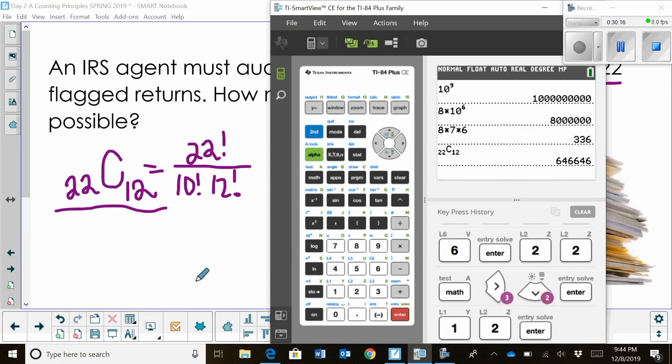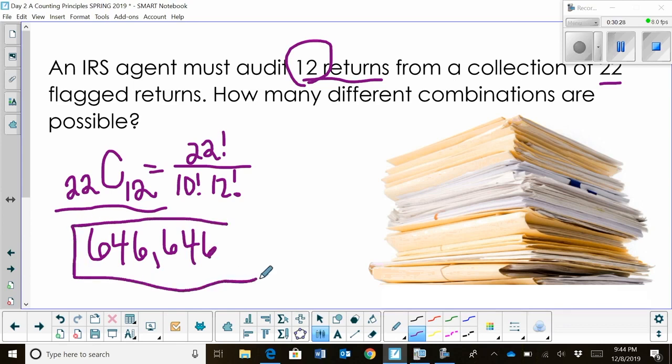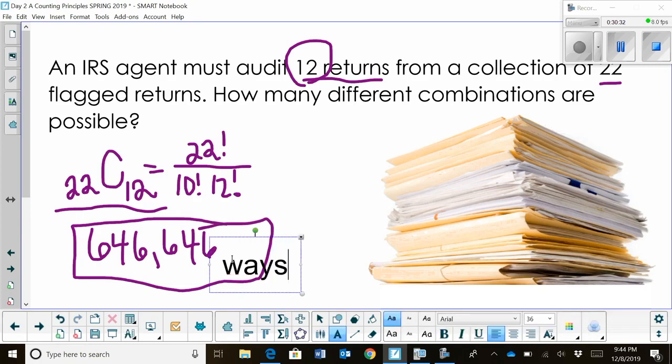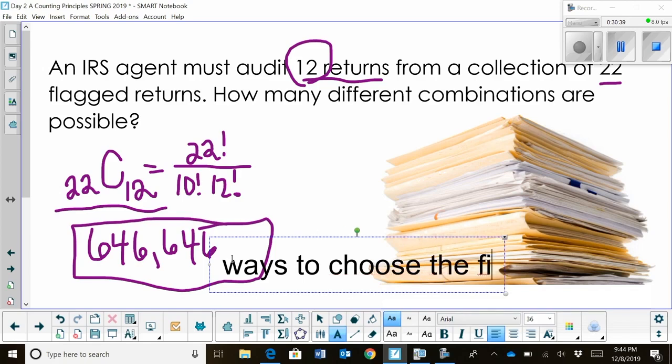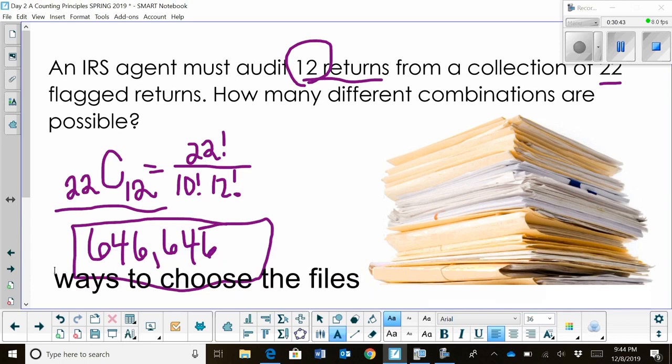And that means there's 646,646 different ways I can choose to check tax returns today. And what unit would you put? I would just put ways to choose files. There you go. And that's how you figure it out.